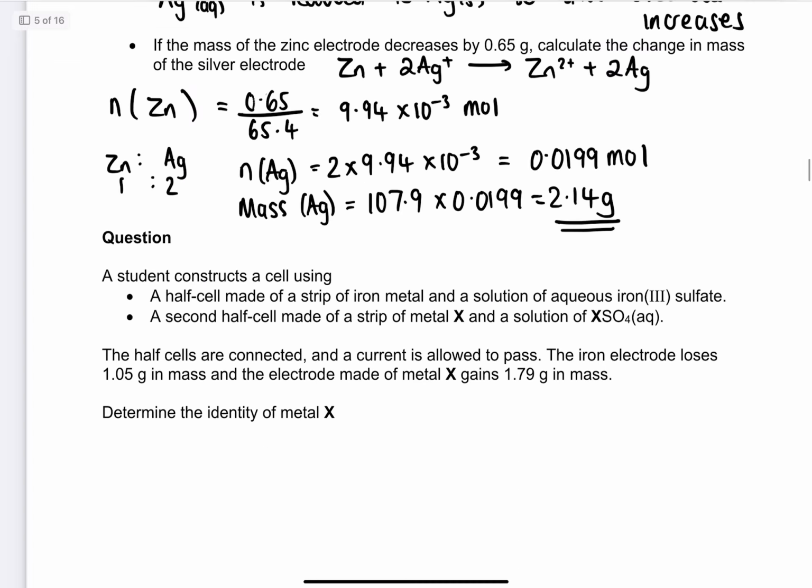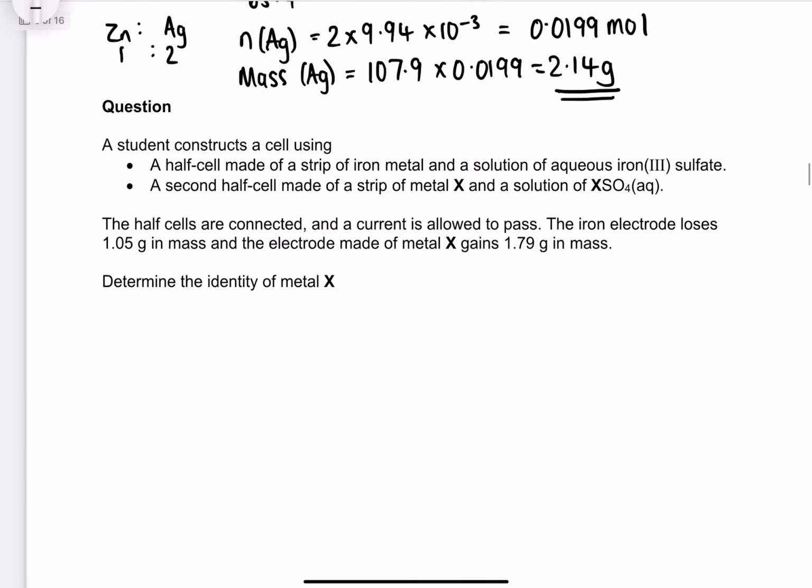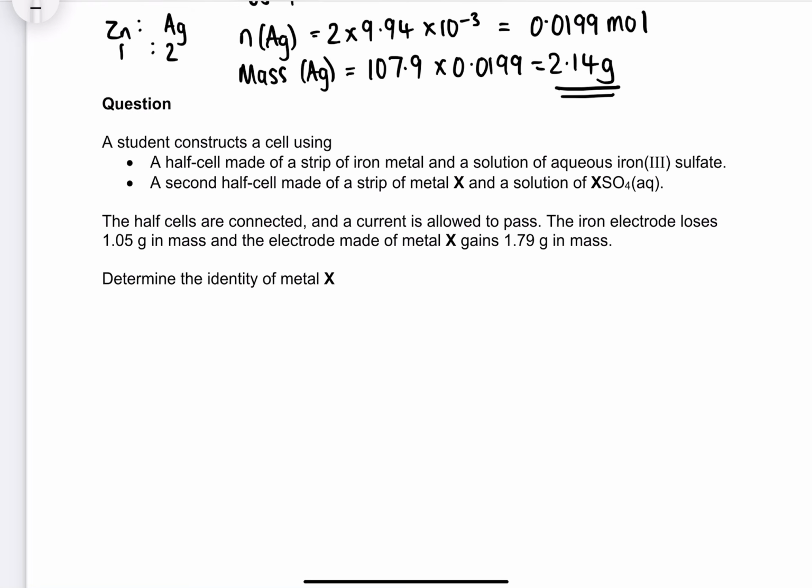I have another example of a question like that, but that's just a tiny bit harder. So this time it says a half cell is made by a strip of iron metal, so that's Fe solid, and a solution of iron(III) sulfate, so that's Fe3+. The second one is X solid and a solution of XSO4. So we haven't got the Roman numerals to tell us the charge, but we know that a sulfate ion is 2-, so we know that X must be 2+.